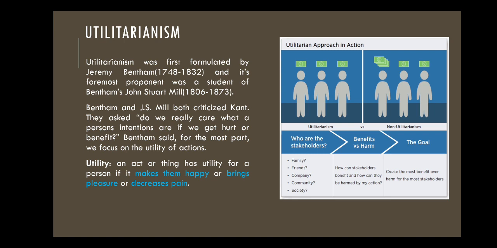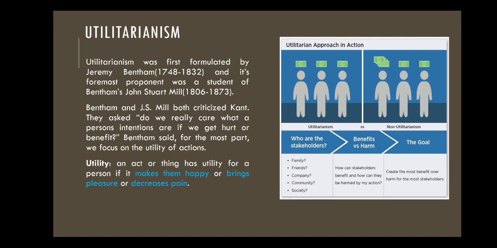Utility. An act or thing has utility for a person if it makes them happy or brings pleasure or decreases pain. So according to utility theory, see the action. Who are the stakeholders, benefit versus harm, and the goal? Family, friends, company, community, society. How can stakeholders benefit and how can they be harmed by my action? Create the most benefit over harm for the most stakeholders.